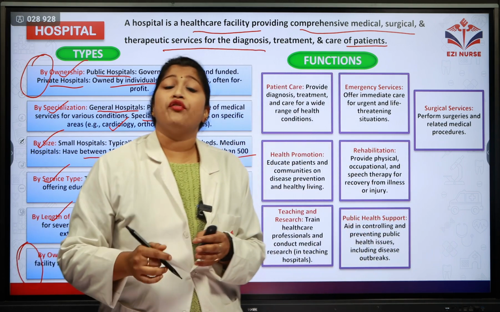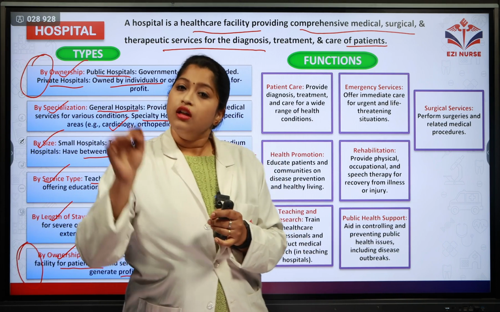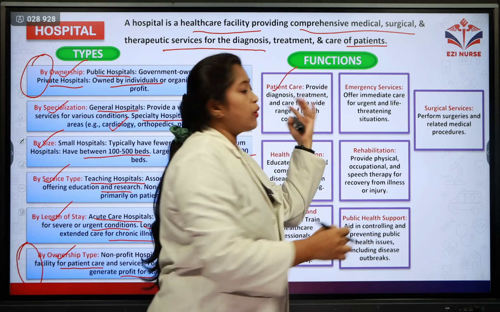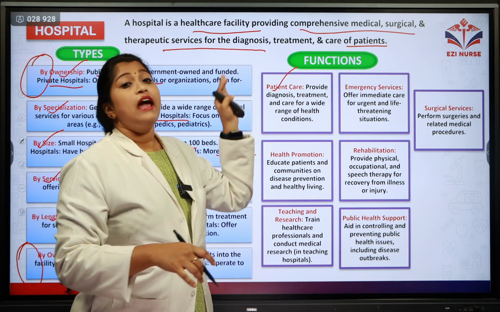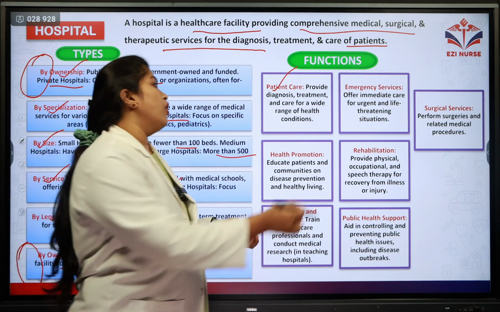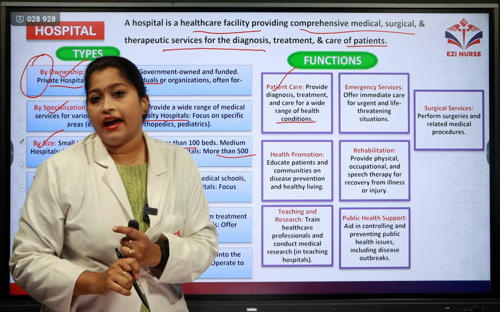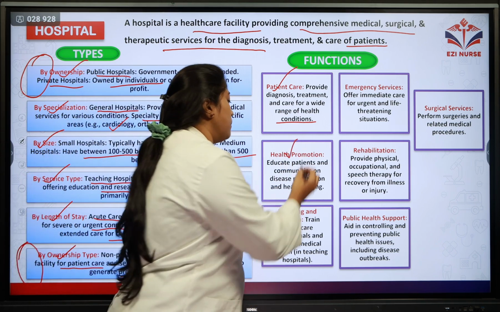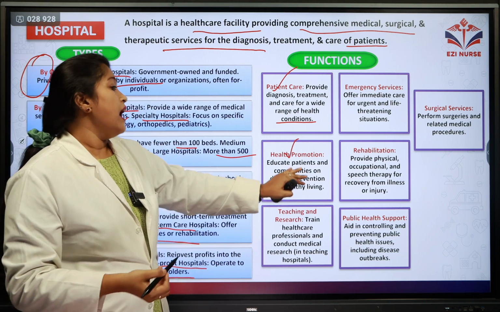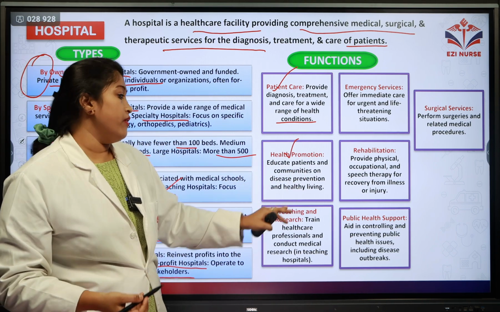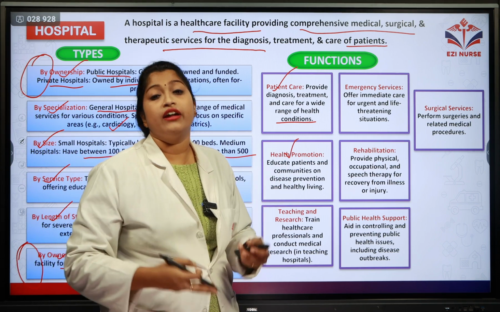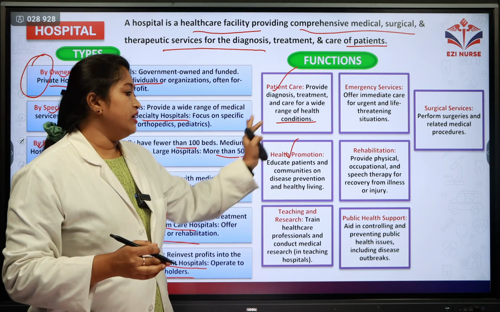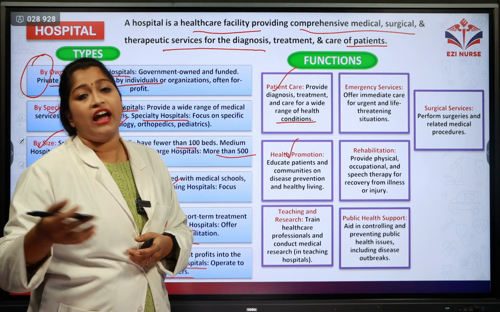Let's see what the different functions of these hospitals are. The first and foremost function is patient care. They provide diagnosis, treatment, and care for a wide range of health conditions. That is the first function. The second function is health promotion. They educate patients and communities for disease prevention and healthy living. They educate the patients and their family members to make sure the disease is prevented and they are living a healthy life.